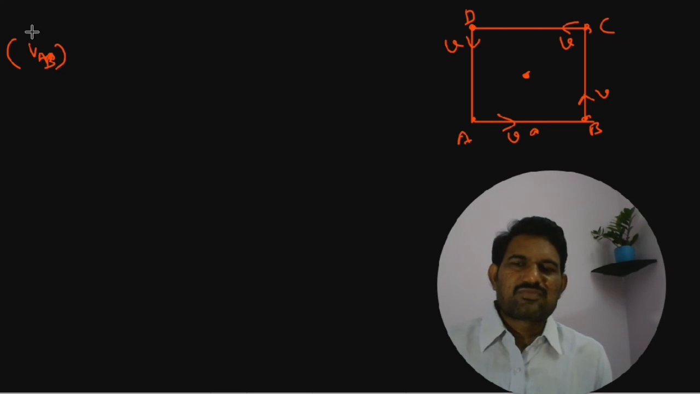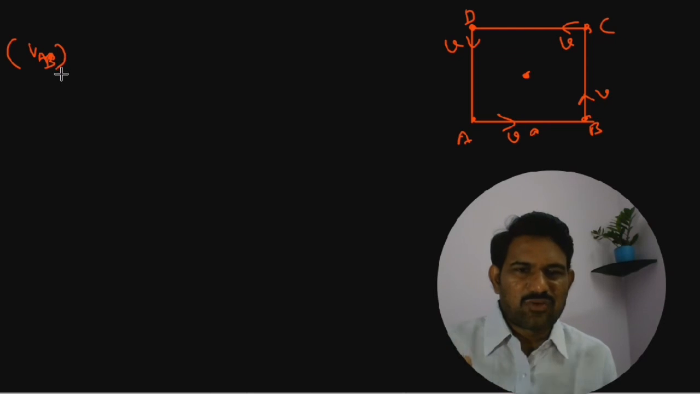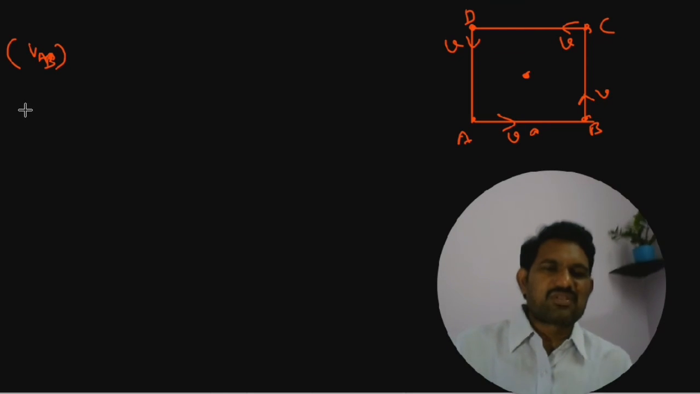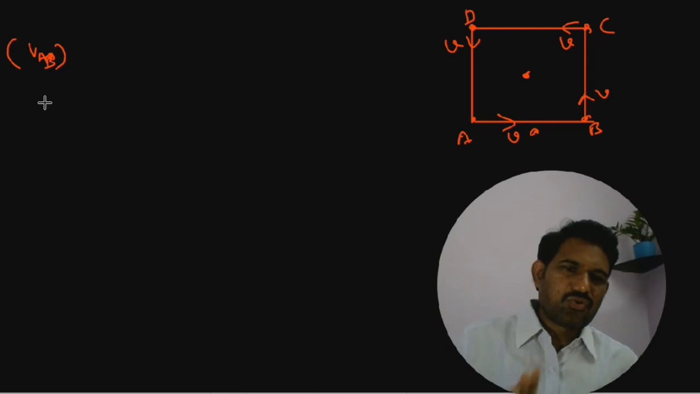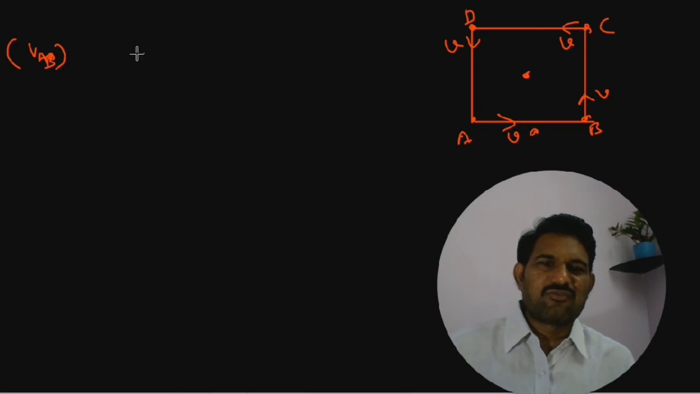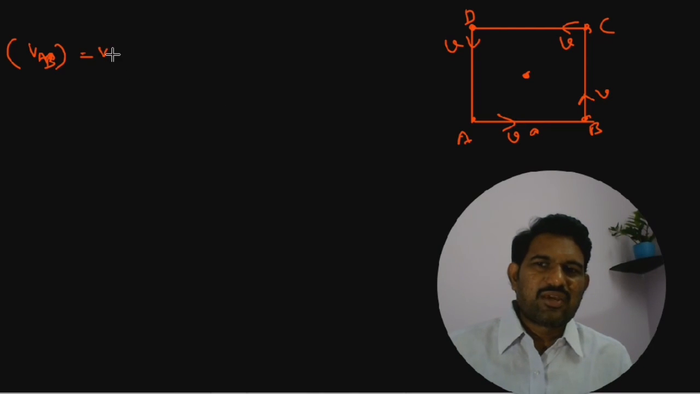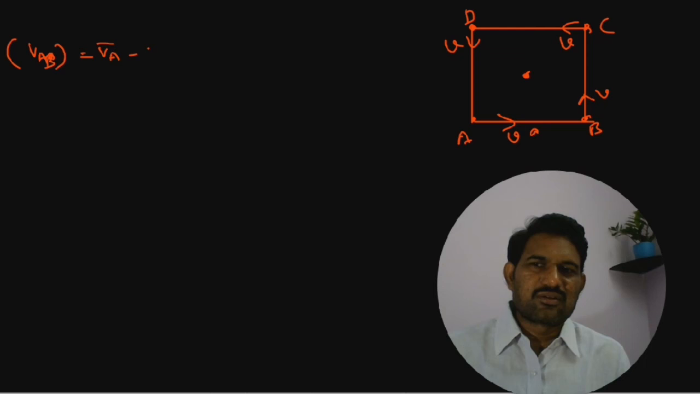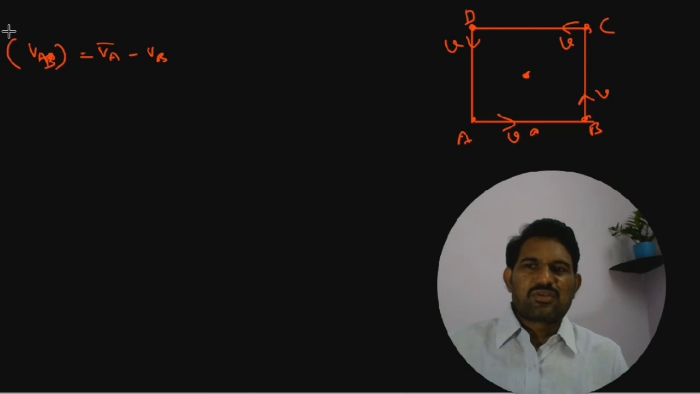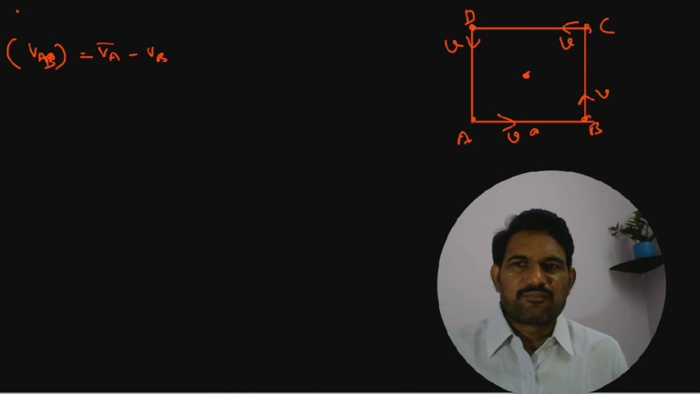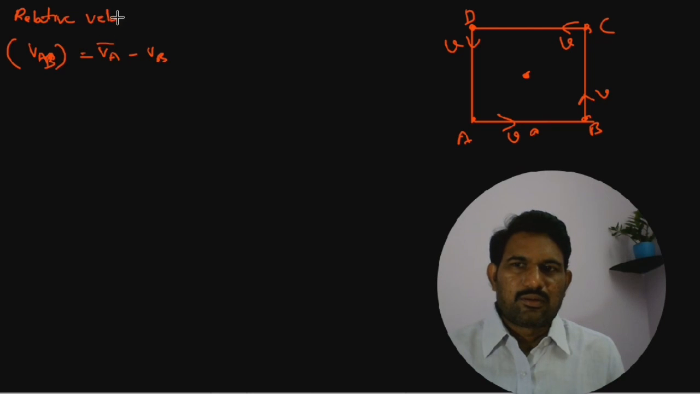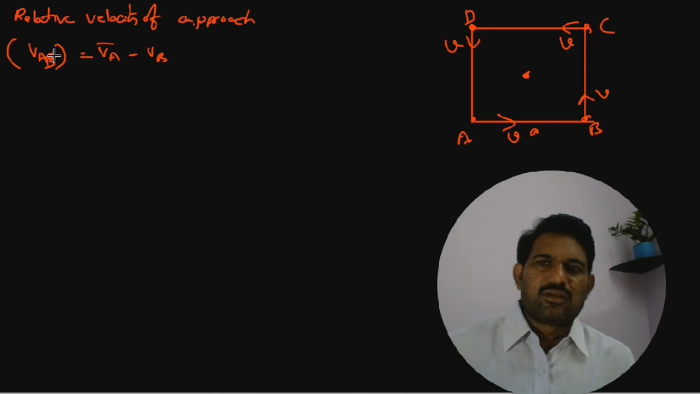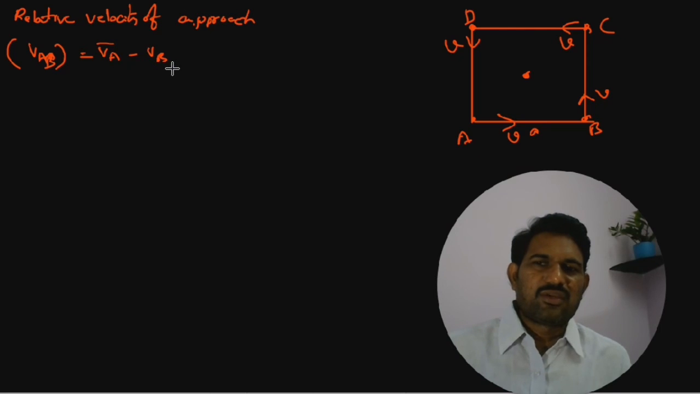This is the relative velocity of approach. Remember, the relative velocity of approach means the velocity only along the line joining those two particles. So the velocity of A minus the velocity of B, that is, the relative velocity of approach is equal to VA minus VB.